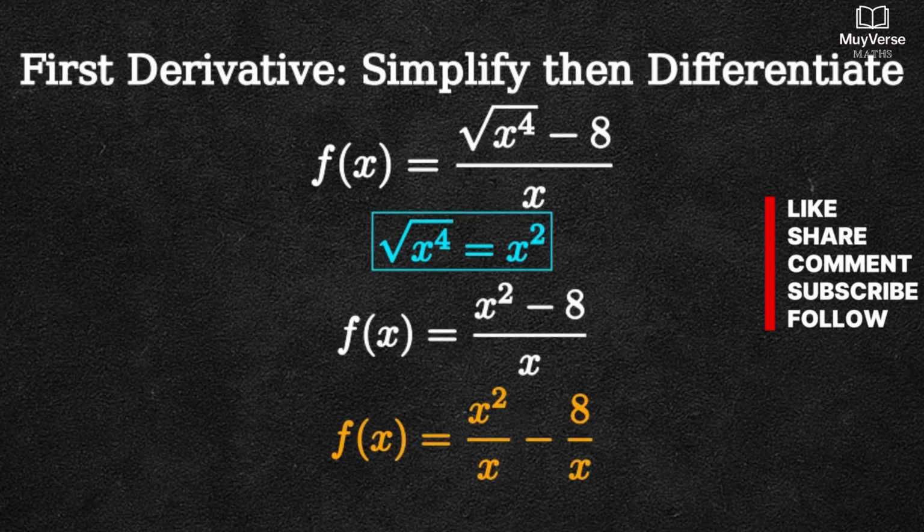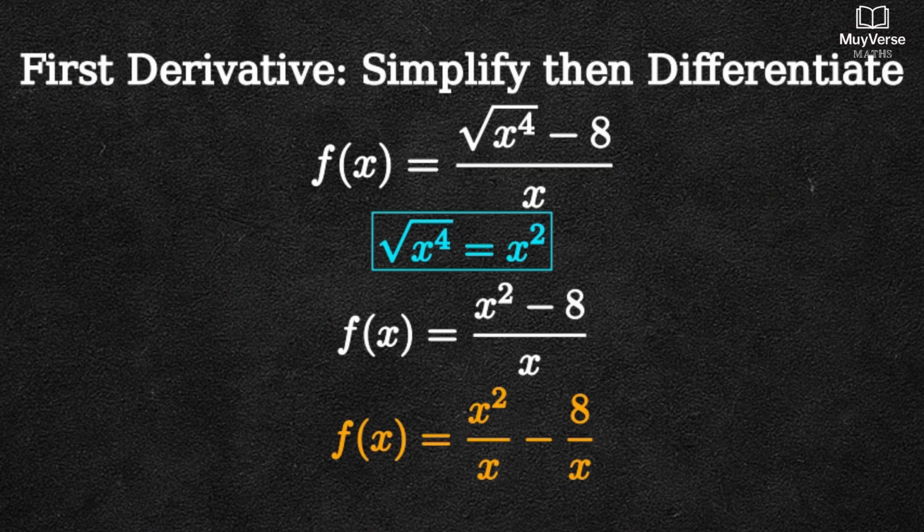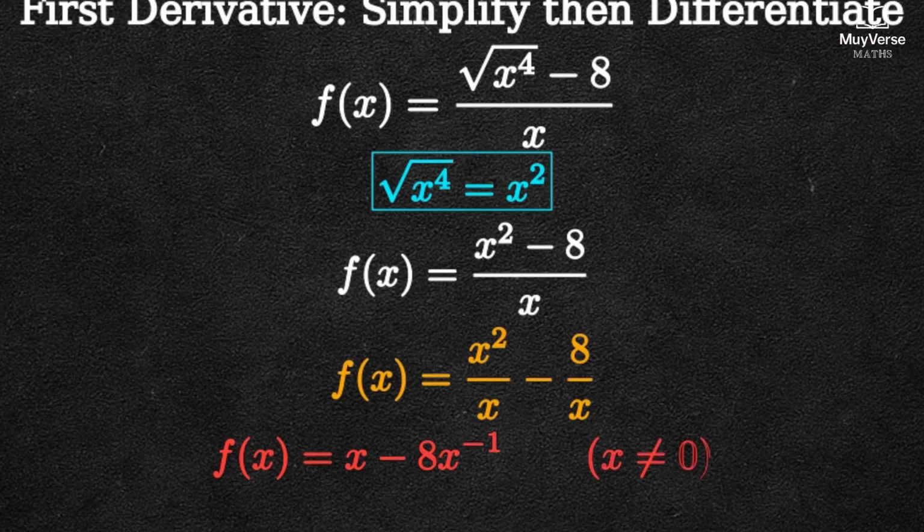We can split the fraction into x squared over x minus 8 over x. That is x minus 8 times x to the power negative 1. Also remember the domain restriction: x is not 0 because we are dividing by x.